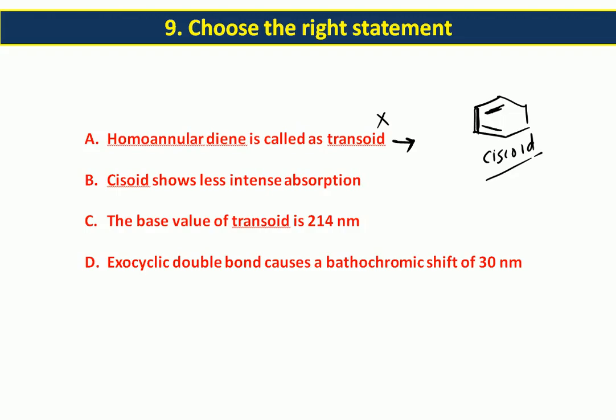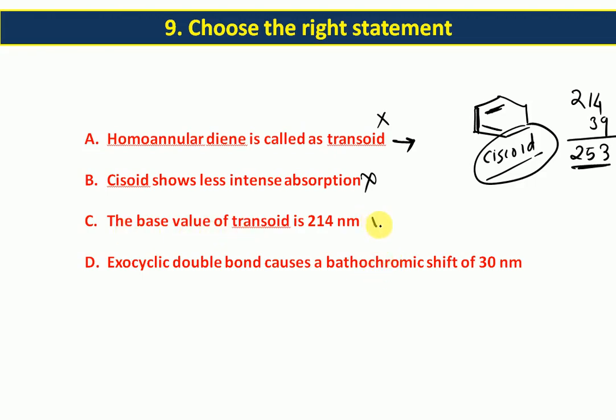B is ciscoid shows less intense absorption. This is also incorrect, because whenever ciscoid diene is present, we add 39 nanometer in the base value and the base value becomes 253. And due to increase in wavelength, there will also be increase in intensity of the transition. So ciscoid shows more intensity than the transcoid. The option is incorrect. The base value of transcoid is 215.